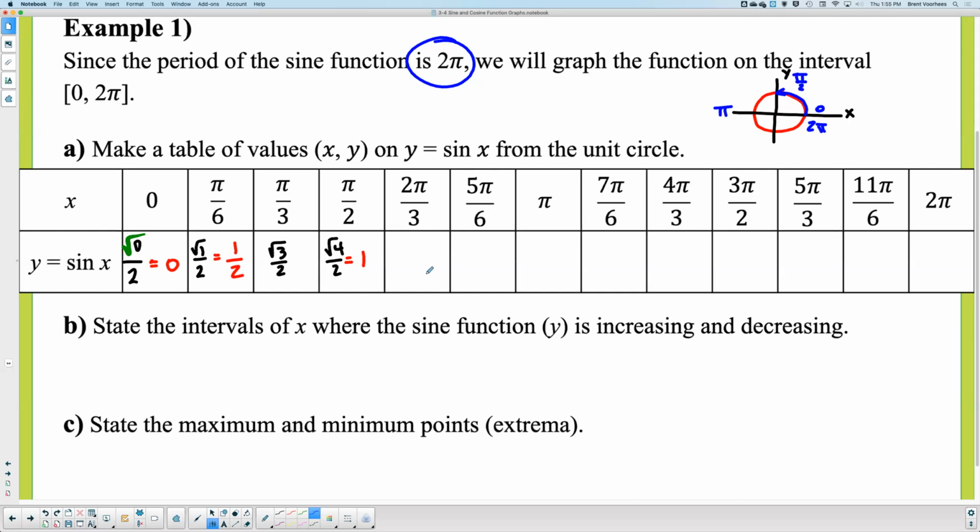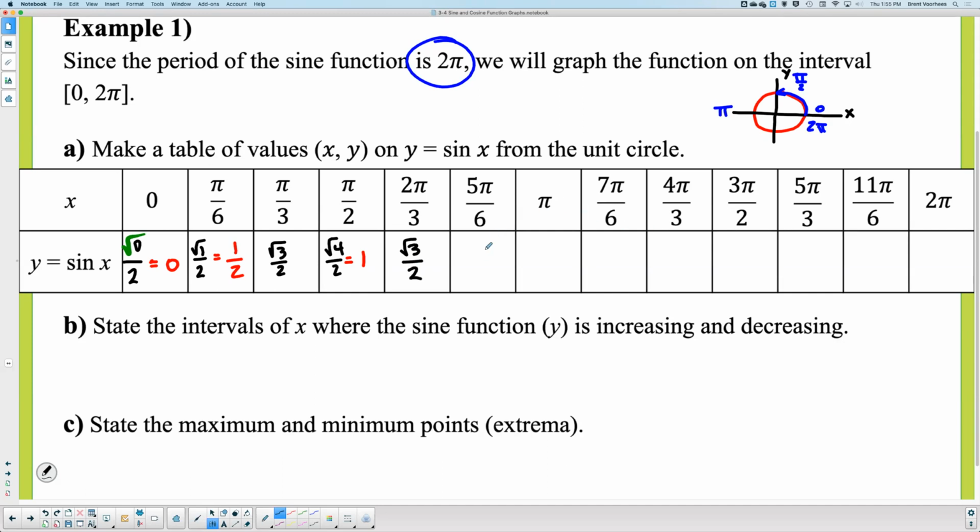Which finger is 2 pi over 3? Index. Bend your index, flip your hand. How many y fingers do you have there? Square root of 3. This one will not reduce. Square root of 3 does not reduce, so it's going to be just square root of 3 over 2.